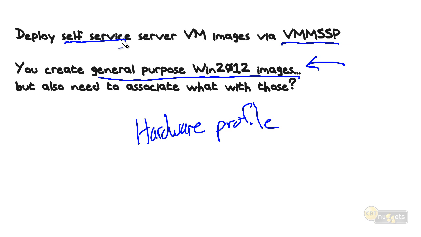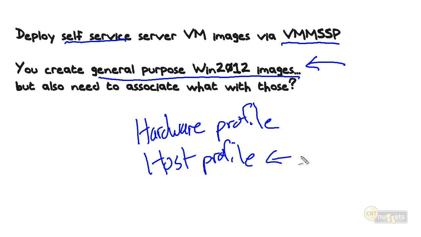You're also going to have to specify a host profile, meaning what type of host machine does that image need to be hosted on? Does it need to be 64-bit? How much memory does it need? What hypervisor? Notice that nothing here says Hyper-V. That's part of this, is what hypervisor are those Windows Server 2012 images built to run on?